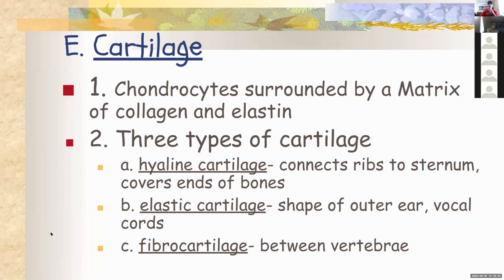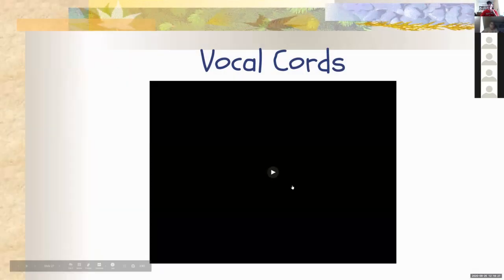So what we're going to do is watch a video where somebody takes a scope, a big long camera with a light, down right on top of the voice box. And we're going to see an opera singer sing so that we can see what those vocal cords are doing, what that elastic cartilage looks like, and how elasticy it actually is. So let's watch this.